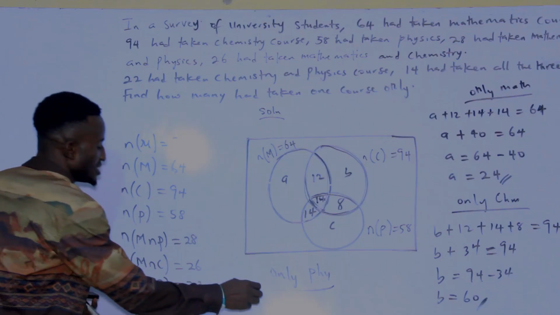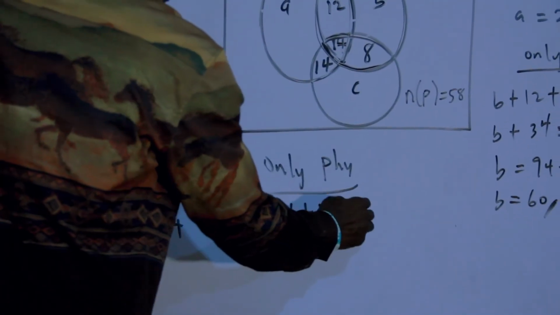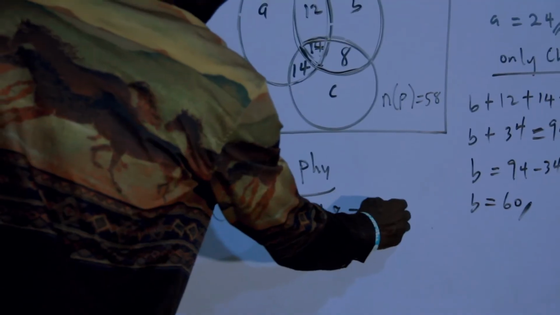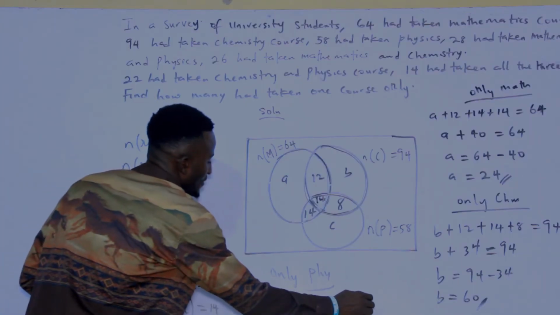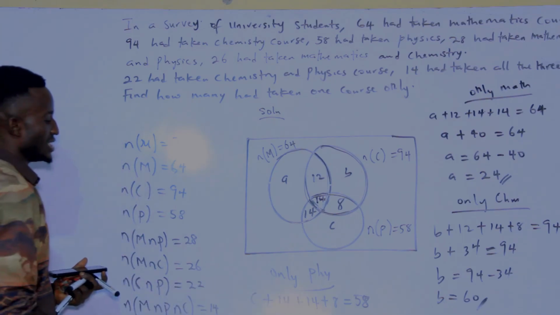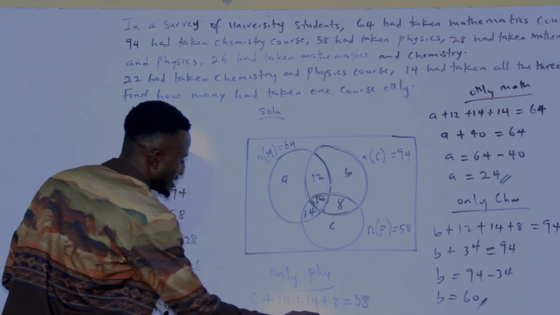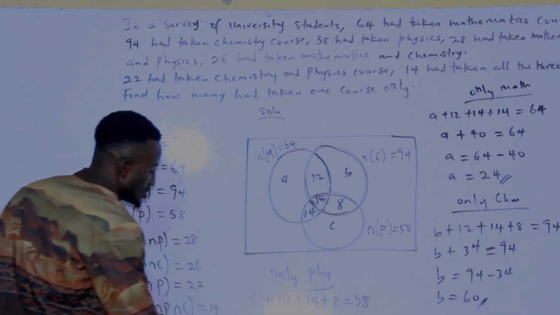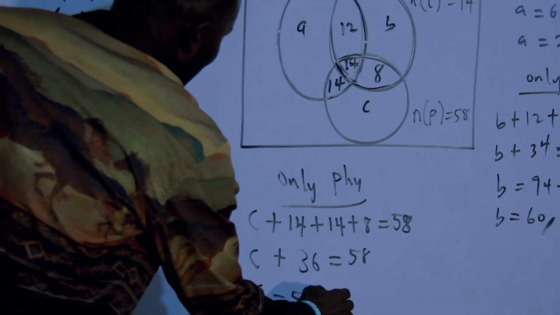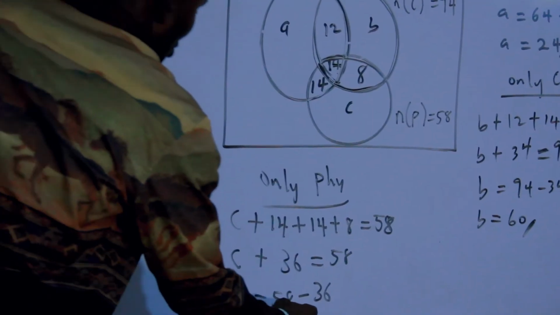Only physics, which is C. So we have C plus 14 here, then plus 14 here, plus 8, which is equals to the total of the physics, which is 58. Then we check this. We have C plus 14 plus 14 is 28. So 28 plus C plus 8 here will be equals to 36, which is equals to 58. So that means C will now be 58 minus 36. If you sum this together, we now have this to be 22.